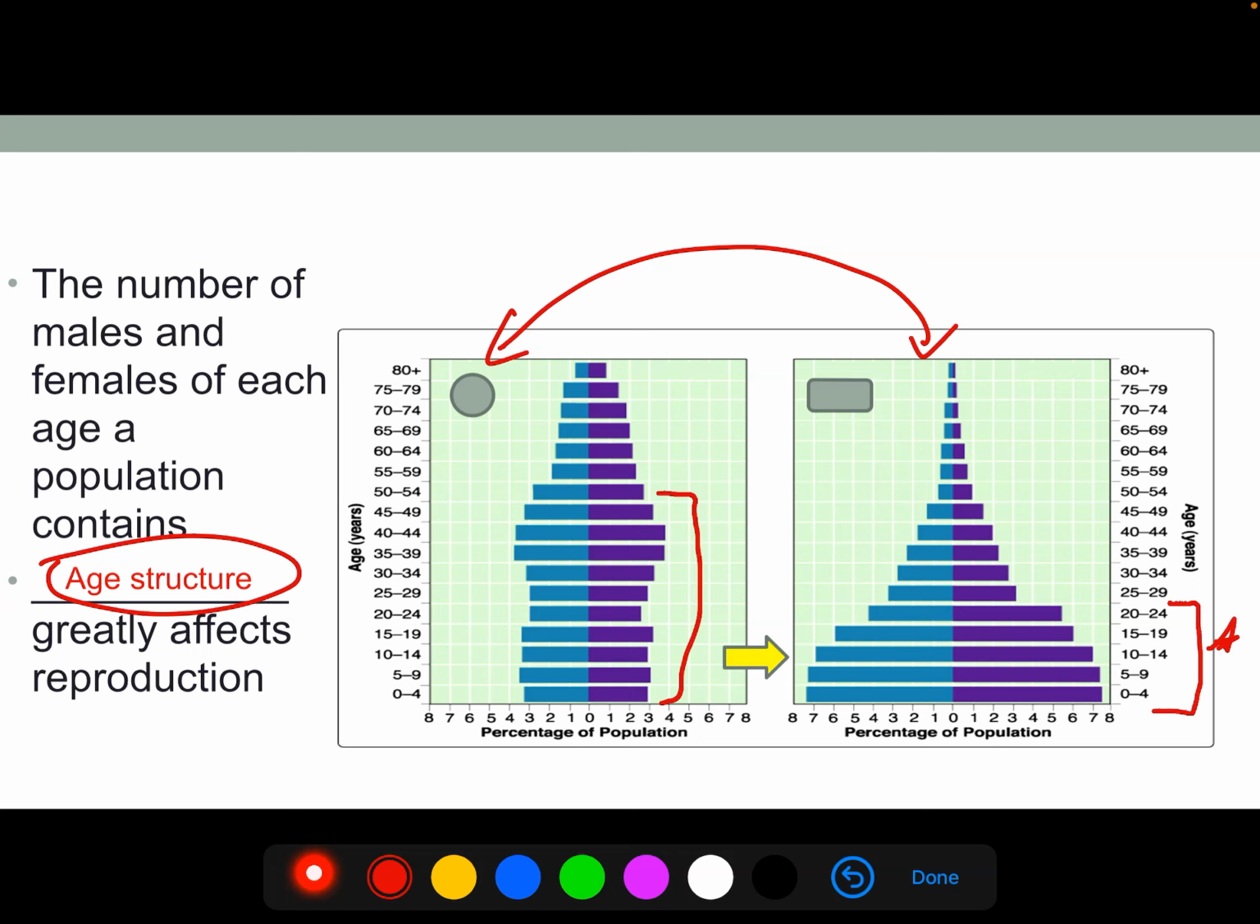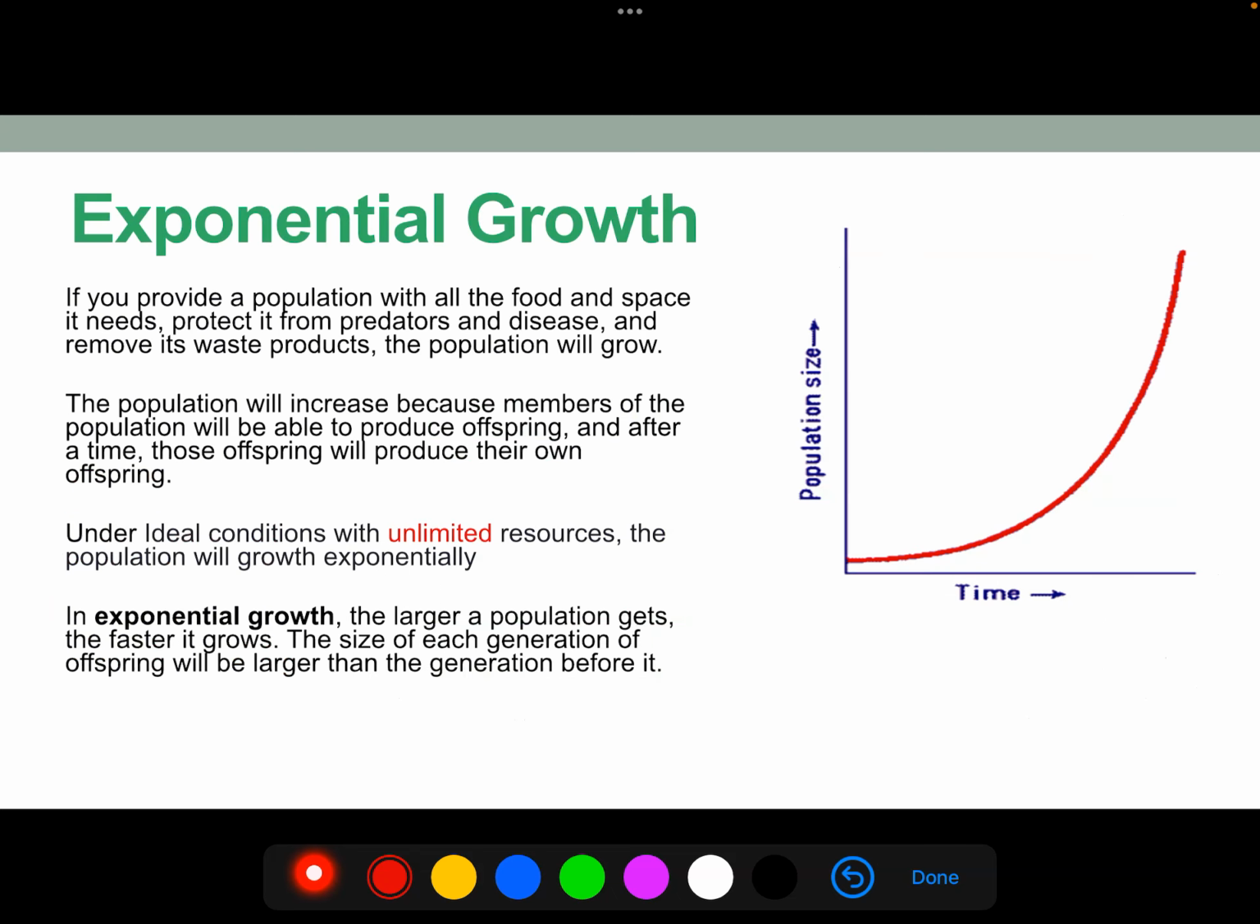Well, do we expect the circle to grow the most or the rectangle? Pause, answer. And so we would expect this country to grow the most. Why? Because these are pre-reproductive ages, and so based upon demographic transition, these guys are going to grow up and have kids of their own, and so we would expect the rectangle country to grow a lot, okay?